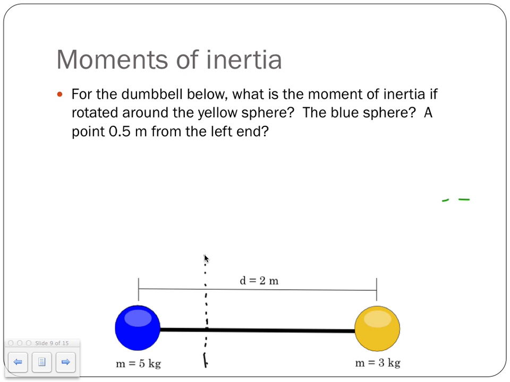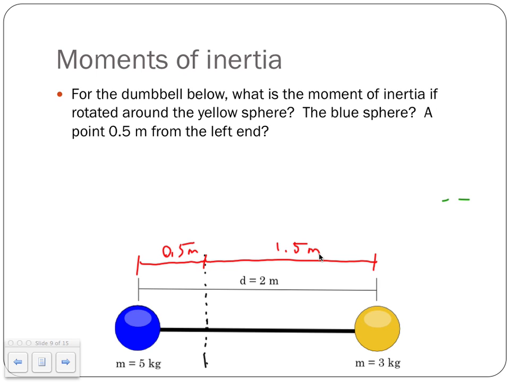Because of that, we're going to have a radius for the blue sphere from here to here, which we said is 0.5 meters. For the yellow sphere, our radius is going to be the other distance across here. Since the total is 2 and that's 0.5, this would be 1.5 meters.